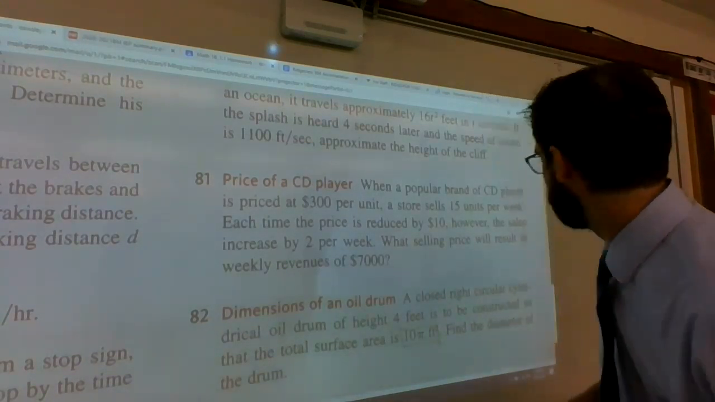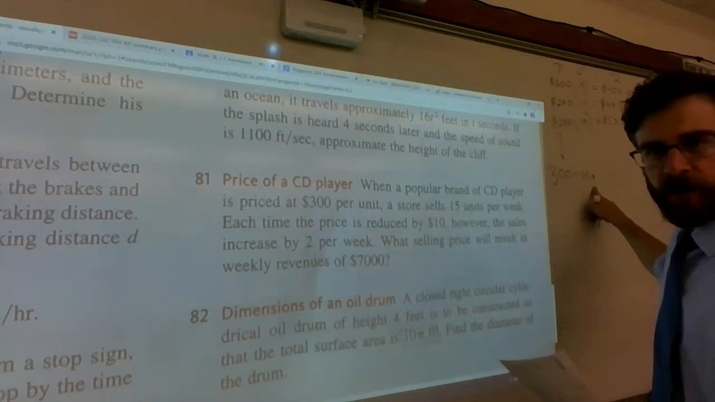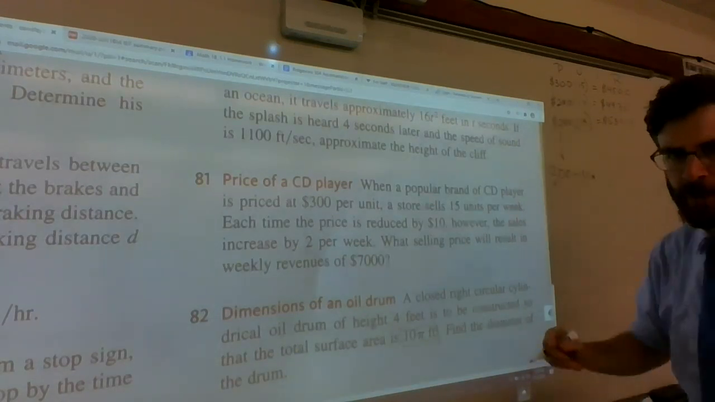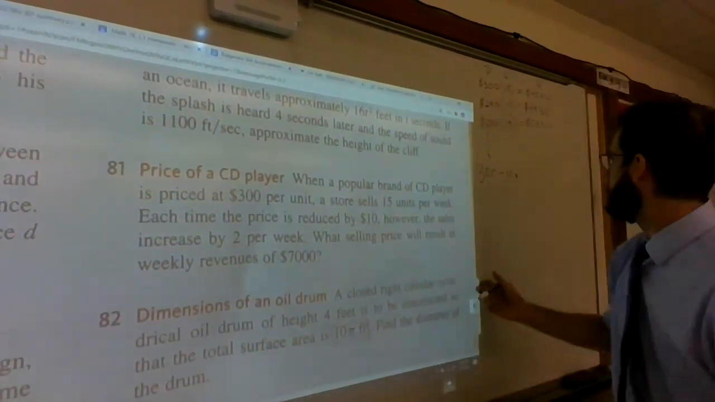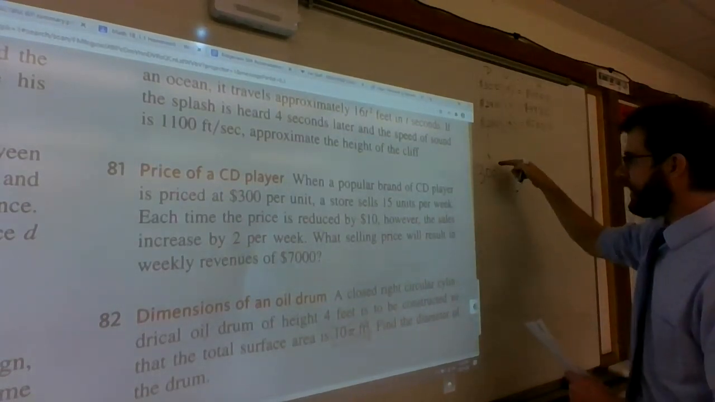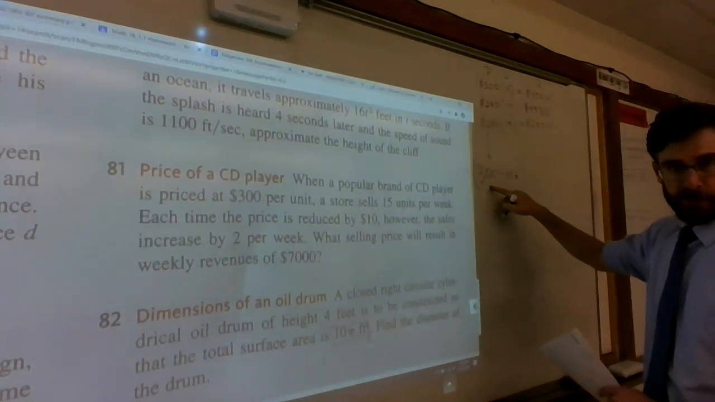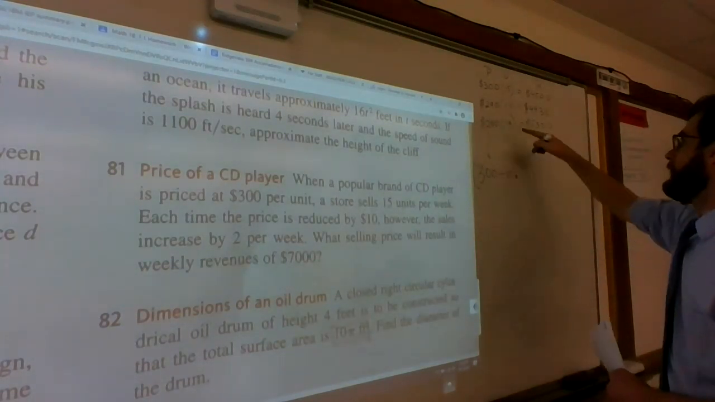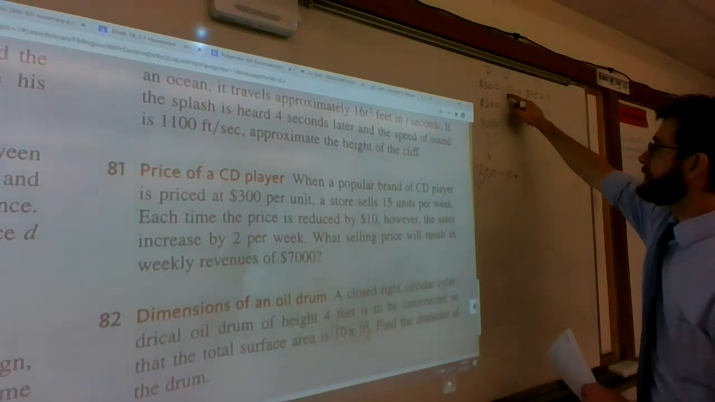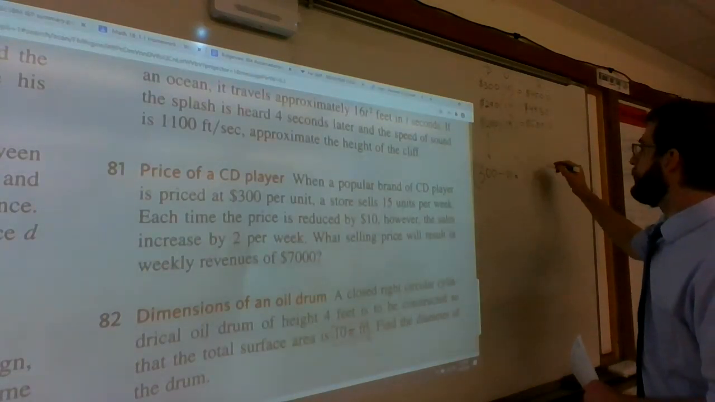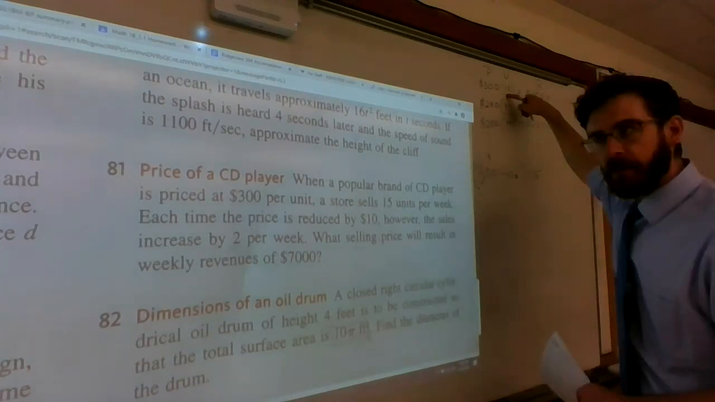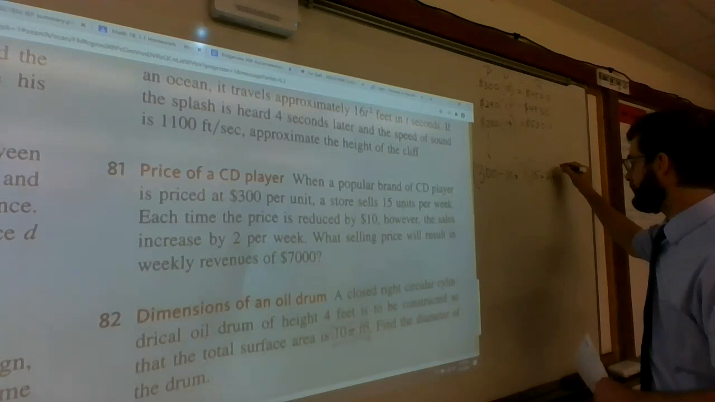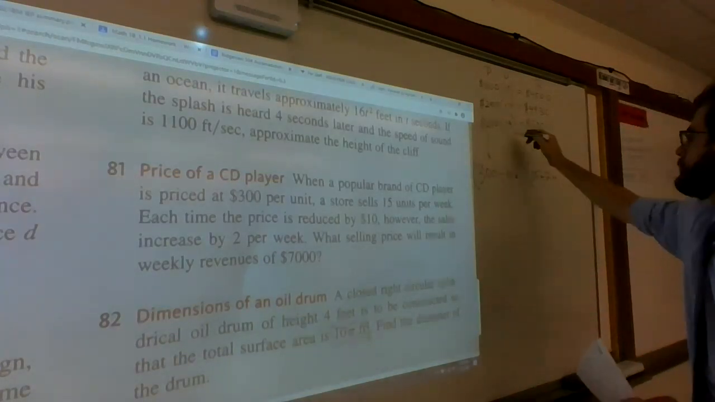Sorry for that announcement. So let's just say X is the number of iterations, like the number of times you reduce it by 10 units, okay? So this P column represents $300 that you take away $10 every time you move the price down. Here, it starts at 15, but I'm going to add 2 units sold, so plus 2x, every time you move the price down.